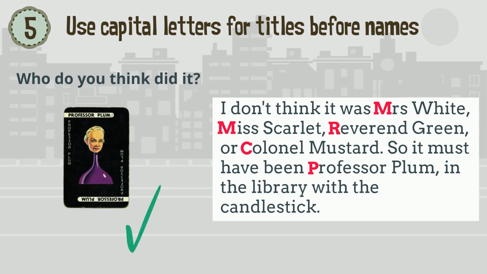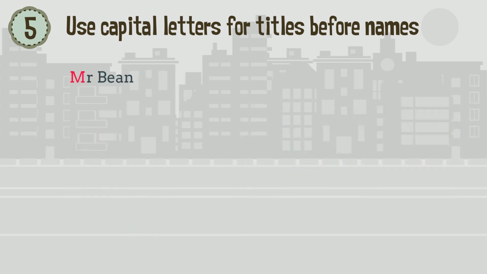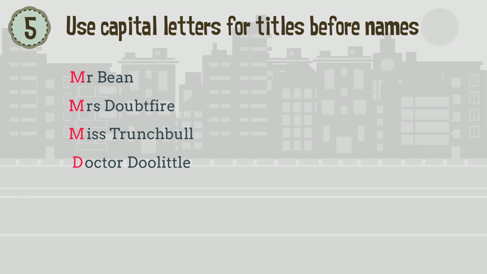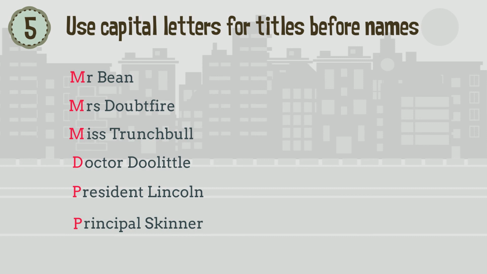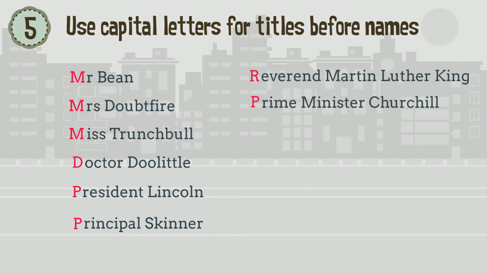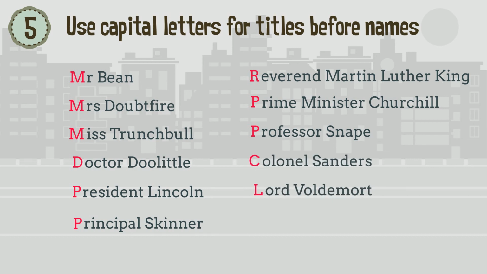There are lots of different titles before names. Here are some of them. Mr. Bean, Mrs. Doubtfire, Miss Trunchbull, Dr. Dolittle, President Lincoln, Principal Skinner, the Reverend Martin Luther King, Prime Minister Churchill, Professor Snape, Colonel Sanders, Lord Voldemort, Captain America.